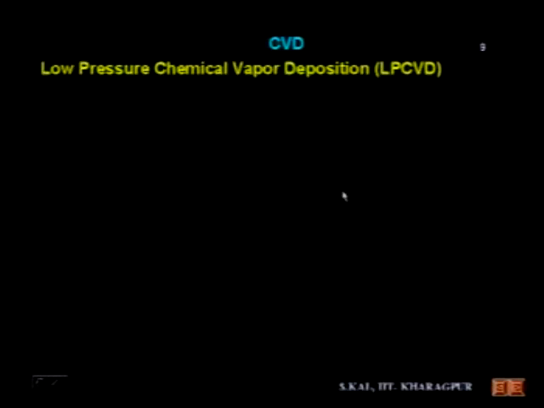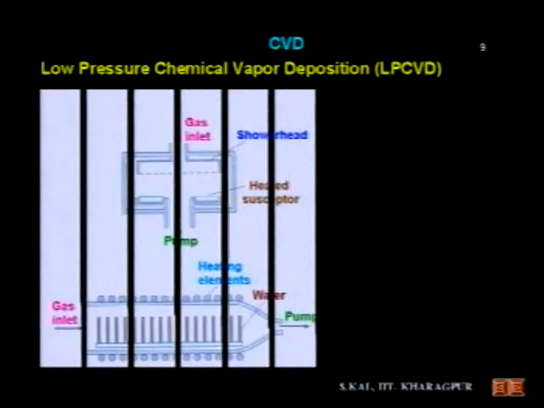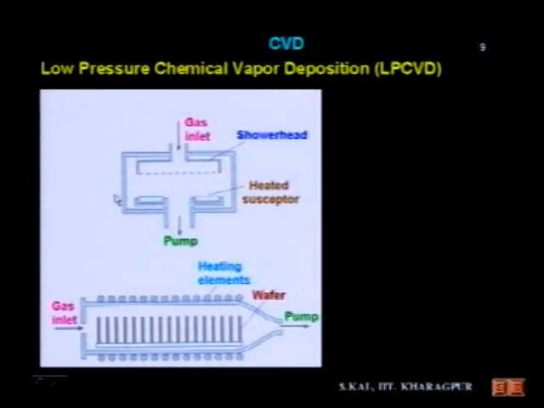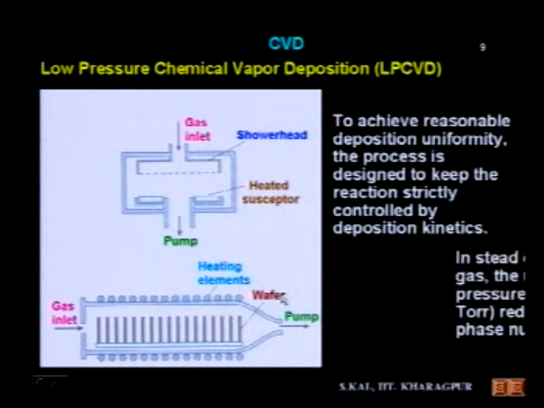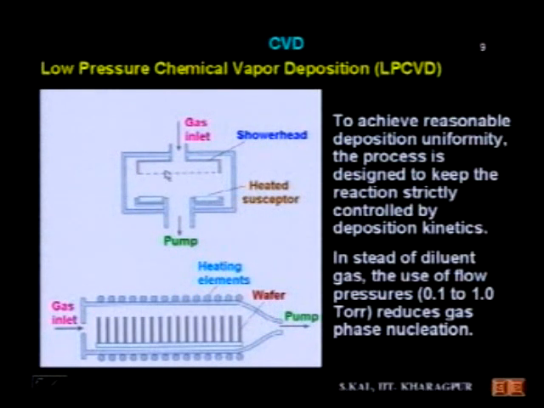Now, let us discuss low pressure chemical vapor deposition, LPCVD, in a little more detail. The LPCVD reactors are shown here. One is single wafer, the other configuration is batch fabrication of wafers. In the first diagram, there is a gas inlet and you can see the shower head. Shower head means the gases are flown into the chamber in a specific inlet configuration, in the form of a shower.